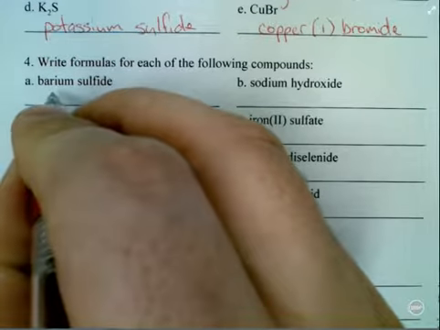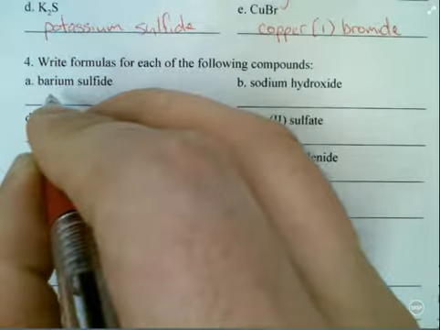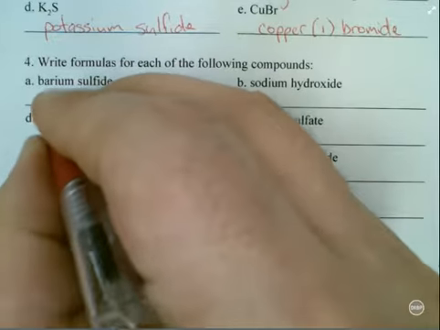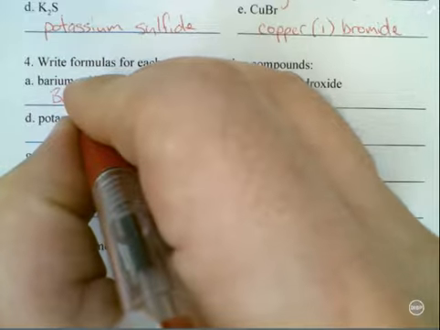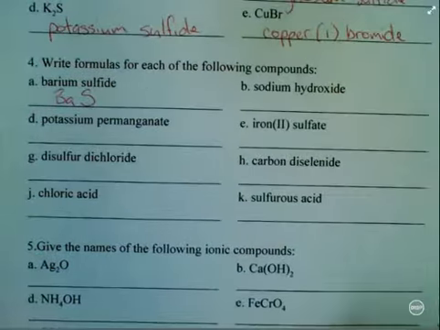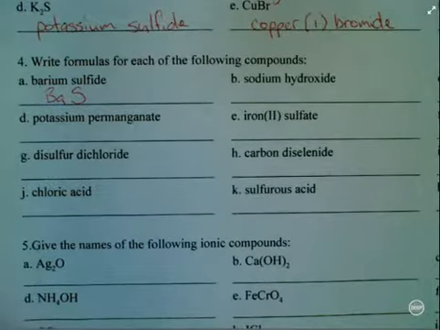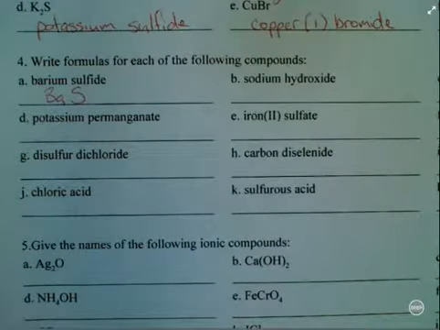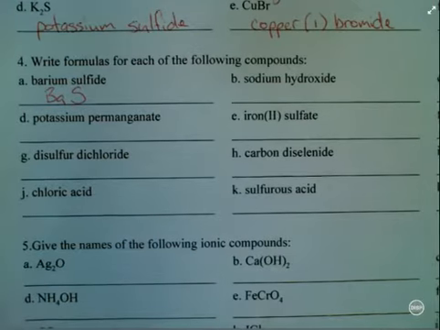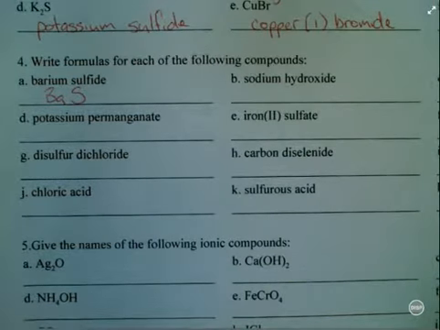So we got barium. What is the symbol for barium? Ba. Sounds like bingo. And then sulfide is S. But here's the thing. What charge does barium form? +2. What charge does sulfide form? -2. So they already balance each other out. I just need one of each. So I'm done.